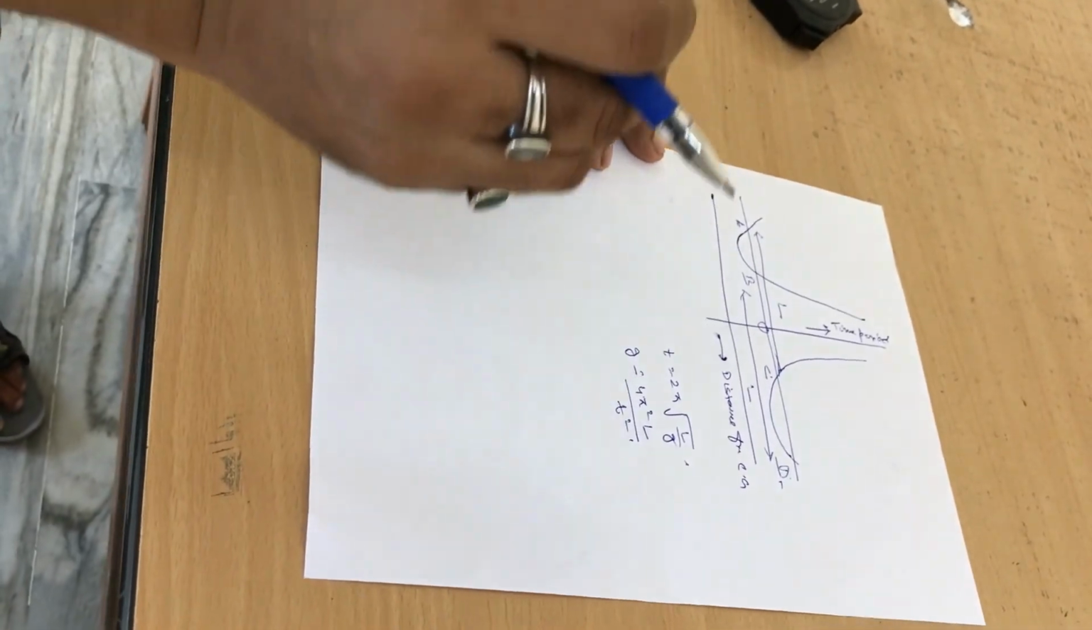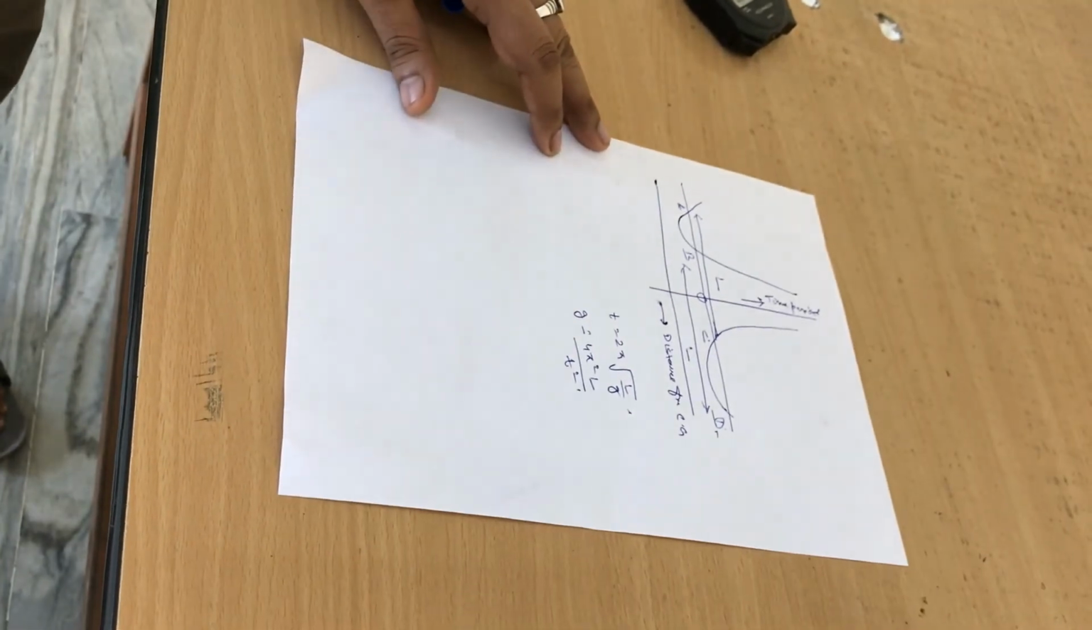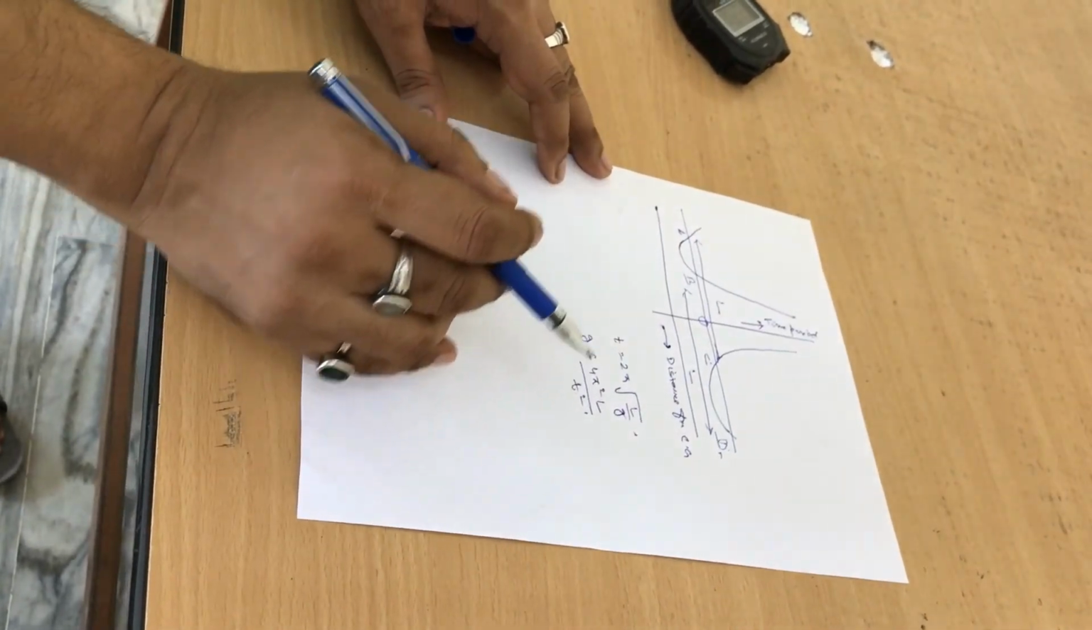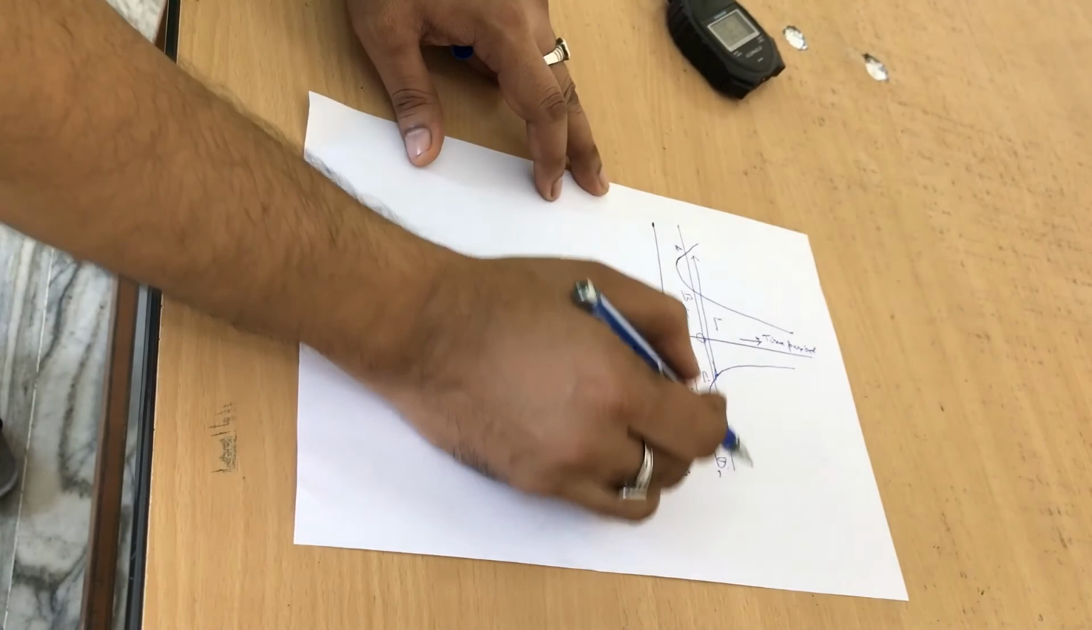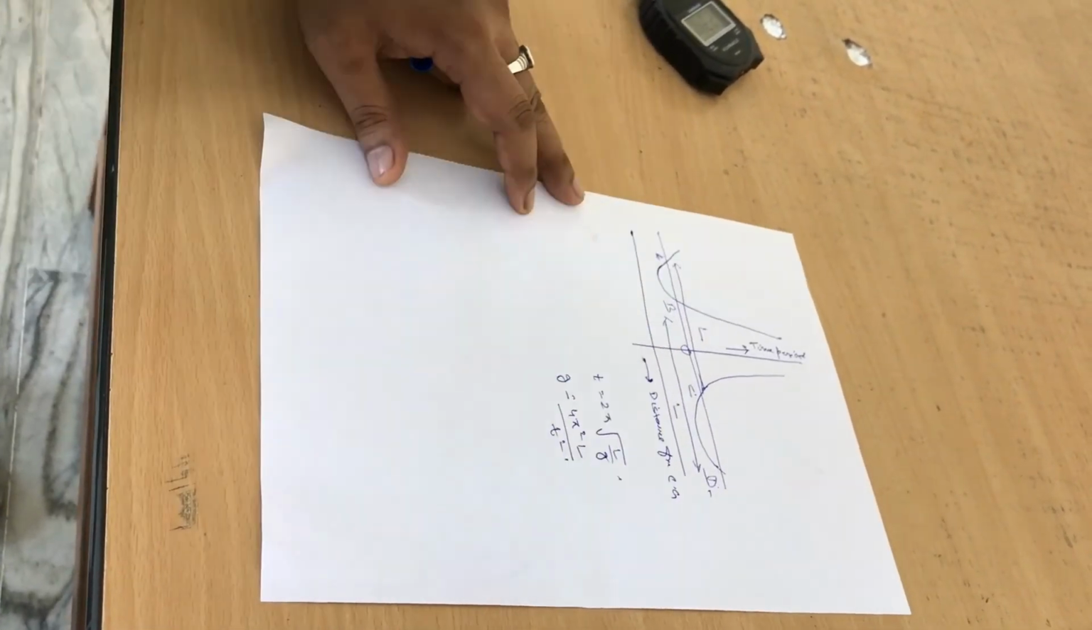So the aim of the experiment was to calculate the value of g using a bar pendulum. And also one more thing here, these 4 points, 2 of them are called center of suspension and 2 of them are called center of oscillation.